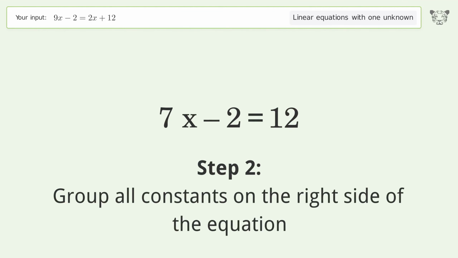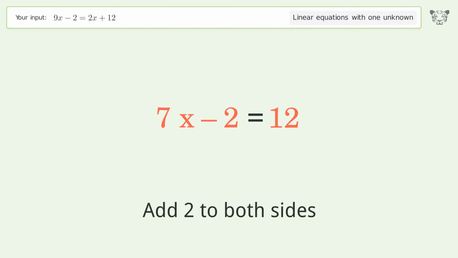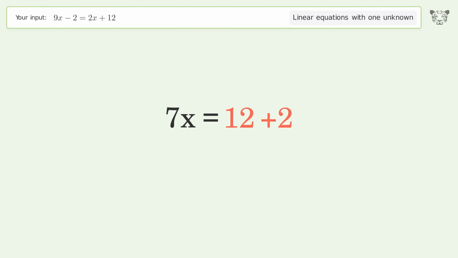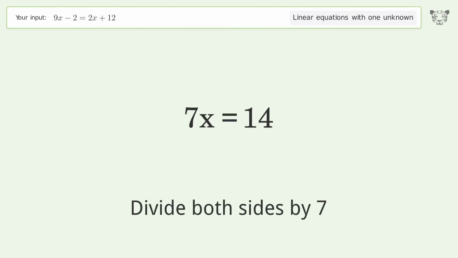Group all constants on the right side of the equation. Add 2 to both sides. Simplify the arithmetic. Isolate the x. Divide both sides by 7.